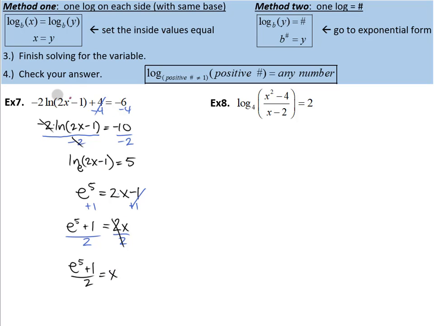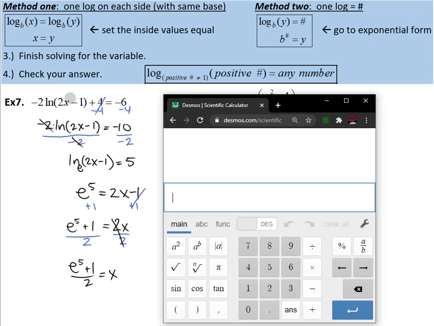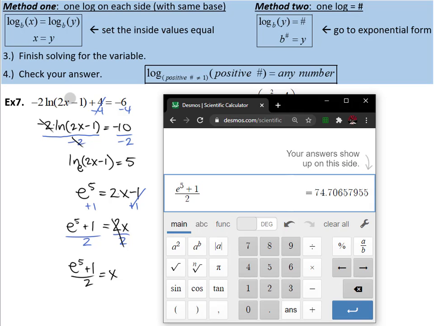Now, how do I know if that keeps this logarithm positive or negative? We're going to need to go to our calculator. So here's our Desmos calculator. I'm going to hit slash for divide. And in fact, if you type e in, it knows you mean the number e. To the 5th power plus 1 all over 2. Okay, so here's our approximate value for x.